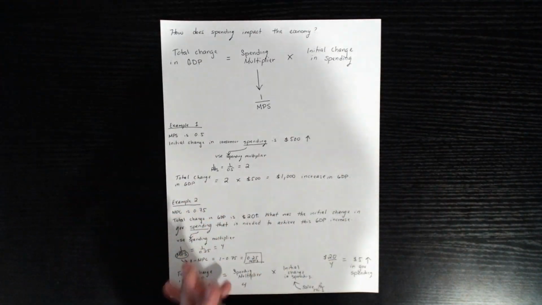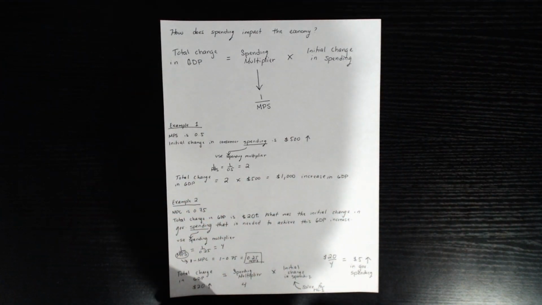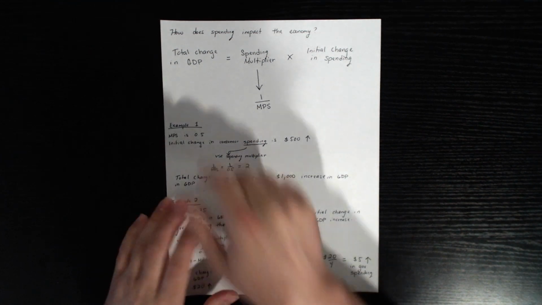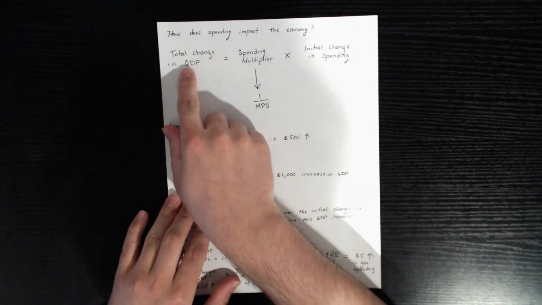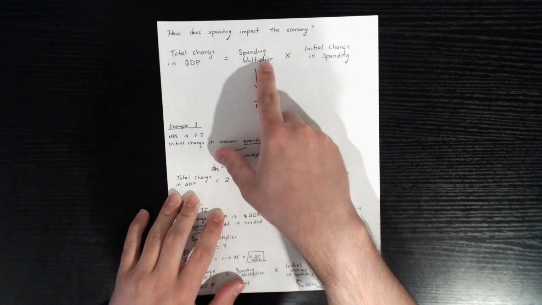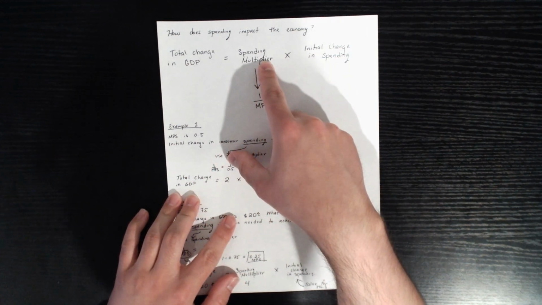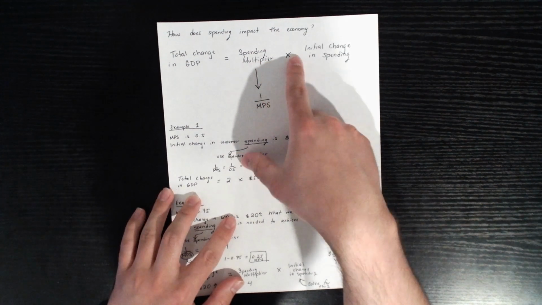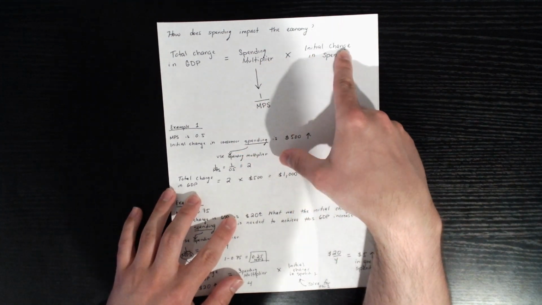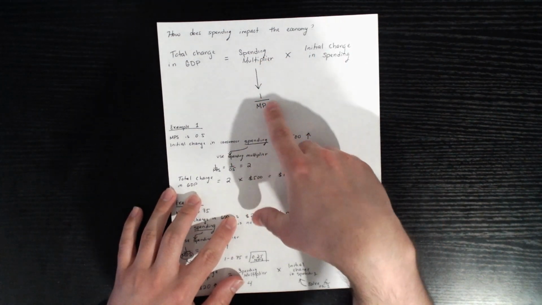How does spending impact the economy? Well, we can see the actual impact by looking at this. The total change in GDP equals the spending multiplier, which is how much spending is going to be multiplied in the economy, times an initial change in spending. And the spending multiplier is 1 over MPS.